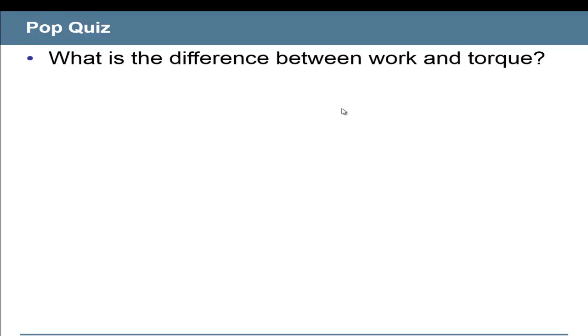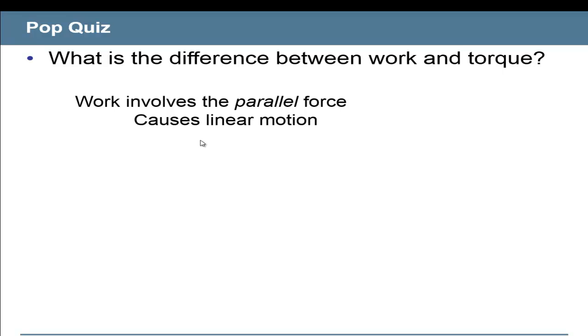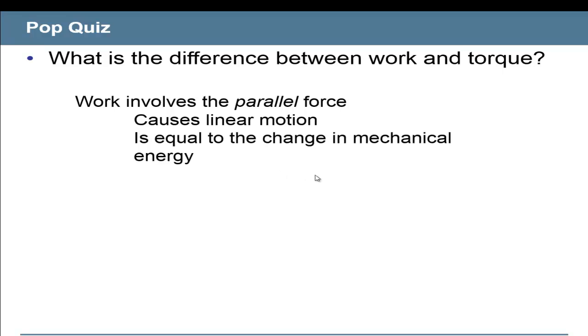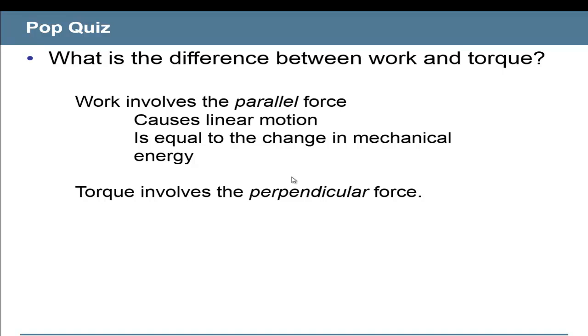But one of the main differences between work and torque is that work involves a parallel force, and it causes a linear motion, right? So the force is parallel to the motion, it causes linear motion. It's equal to a change in the mechanical energy. Now, torque, on the other hand, involves a perpendicular force. So the forces are 90 degrees off from each other, and it causes a rotational motion.